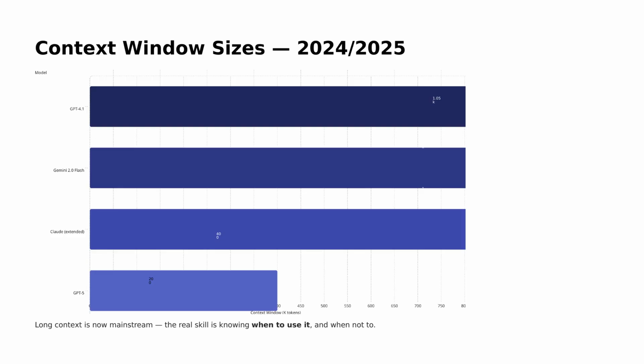By 2024 and 2025, long context windows have really gone mainstream. We're seeing models handle around 1,000 tokens routinely, with some reaching 400 or 200 in smaller configurations. The key point isn't just that bigger context exists. It's knowing when it actually helps. More context can improve continuity and retrieval, but it also adds cost, latency, and sometimes noise. So the real skill is using long context deliberately, not automatically.